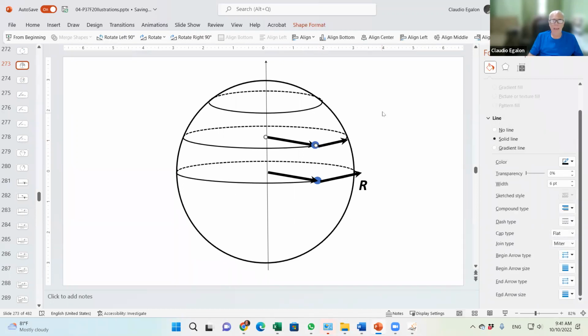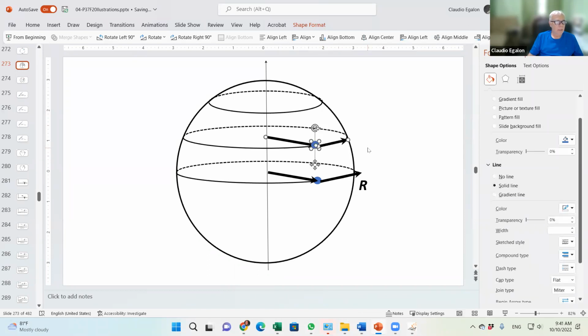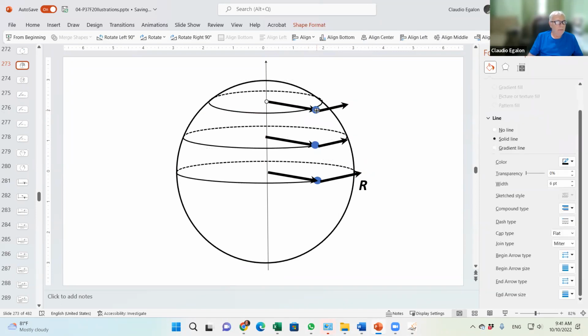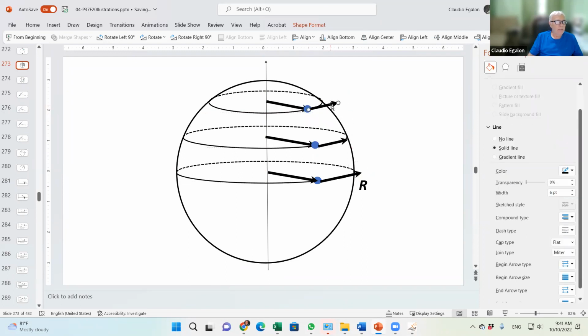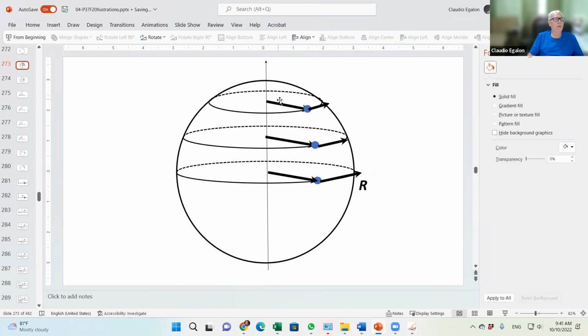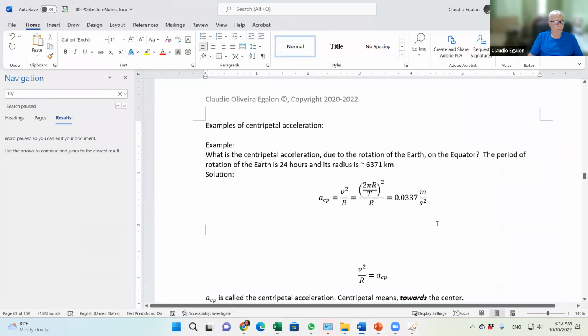Okay, at higher latitudes, it's going to be right here. I have to shorten up this position vector. I have to shorten up this velocity vector. And the radius of the circle is going to be dependent on the latitude of the place. So people at the equator are subjected to a higher centripetal acceleration than people at higher latitudes. Okay, that's one example.